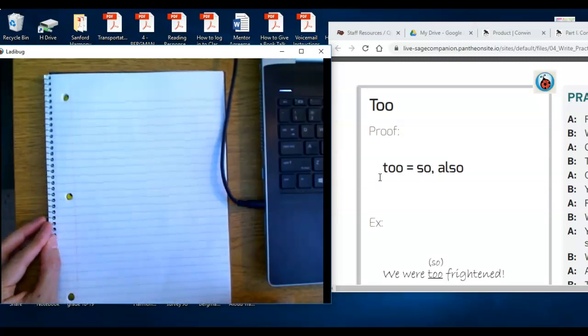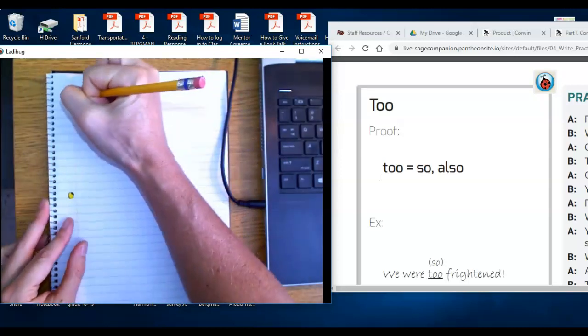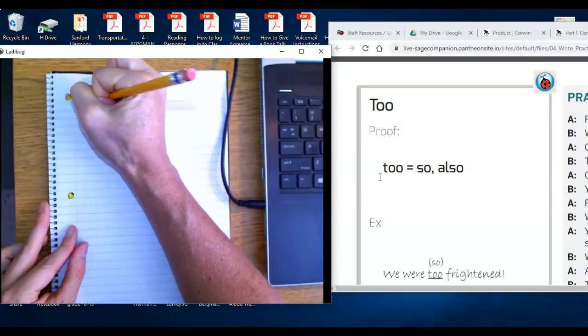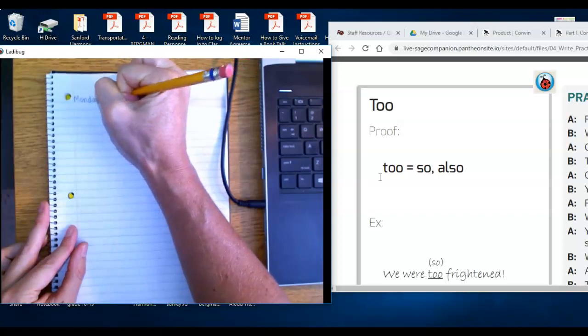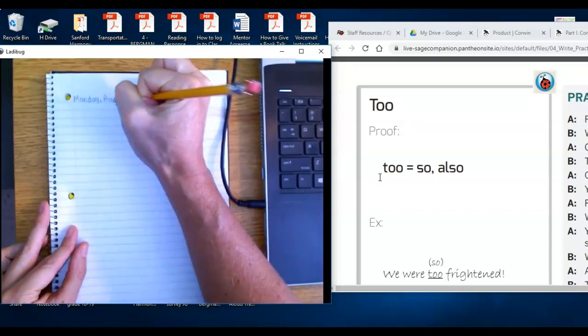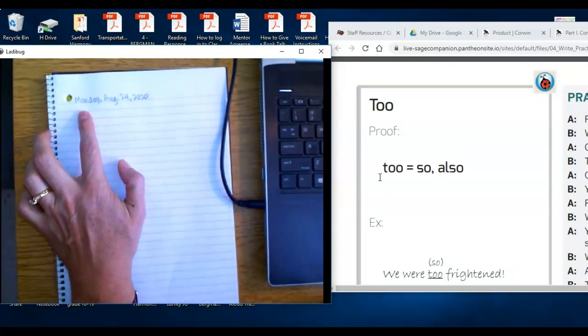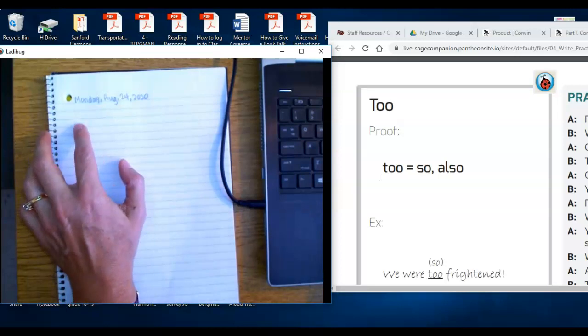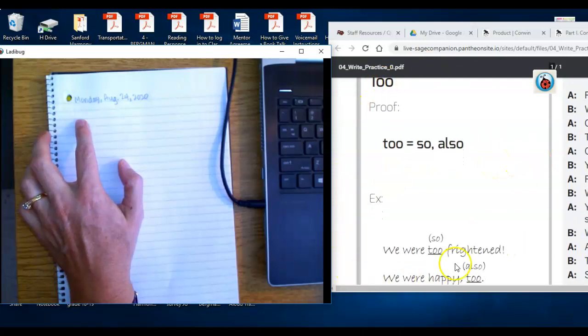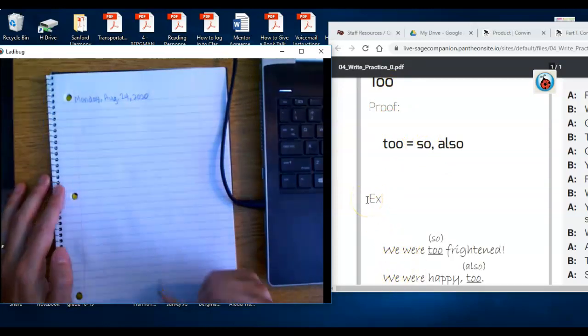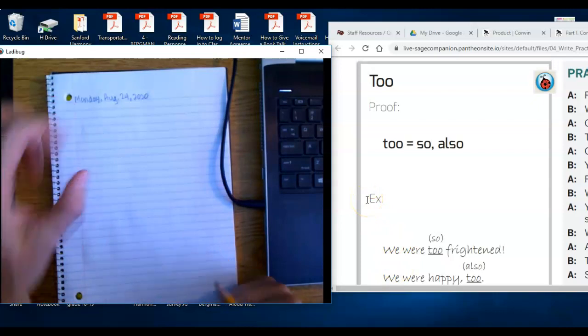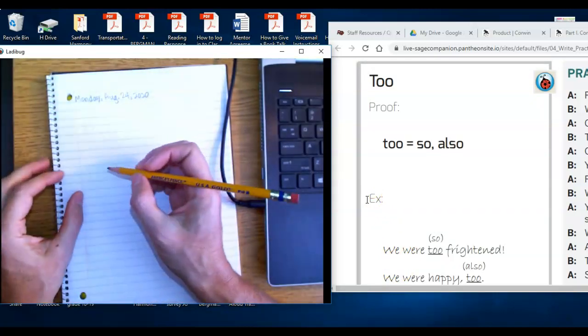I would like for you to write today's date. And remember, it is Monday, August 24, 2020. All right, so your date up at the top, Monday, August 24, 2020. What I would like you to do directly underneath that is to write everything you see in this left column. So we'll have our word, we'll have our proof, and then we're going to have our two example sentences. You do not need to skip lines. We're just going to fill that in. That way we have these notes in our writing notebook.